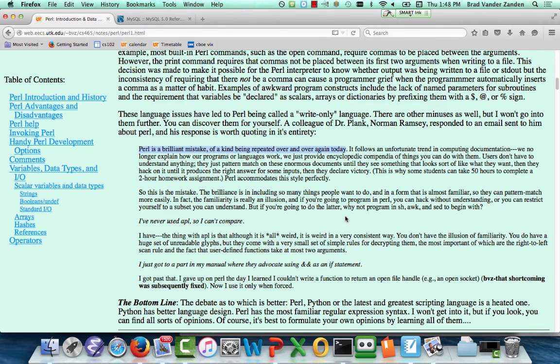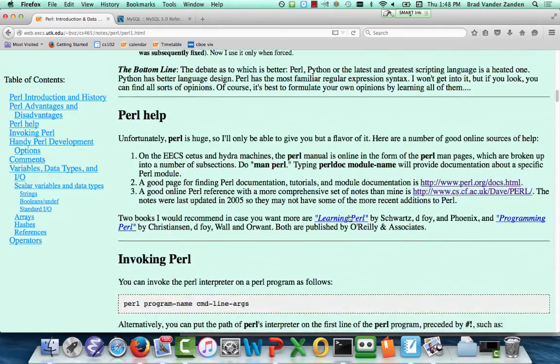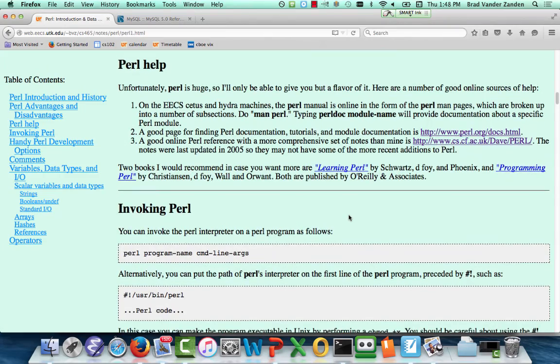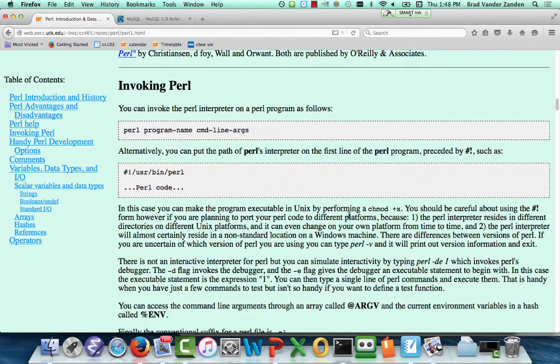At any rate, I'm not going to get into the religious arguments. It can get pretty hot and heavy with people arguing it both ways. So you can run Perl using the interpreter. On our systems, you access it using the command perl. Then you give it the name of the Perl script and a set of command line arguments.